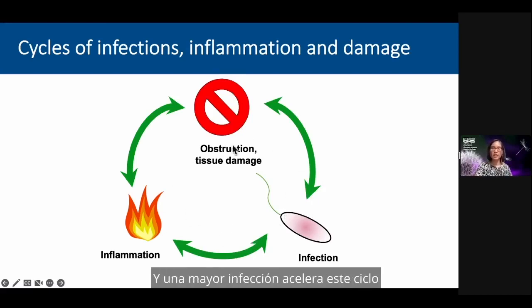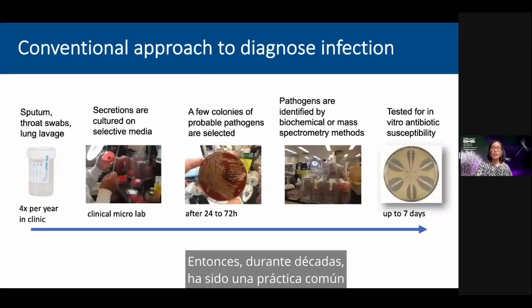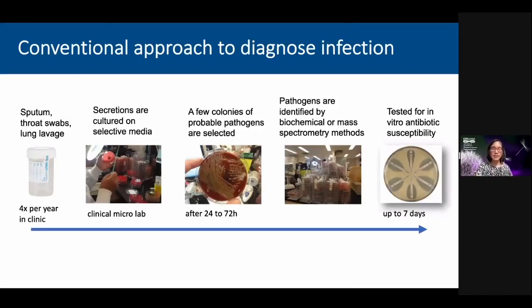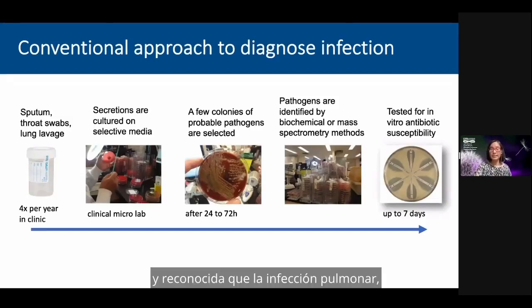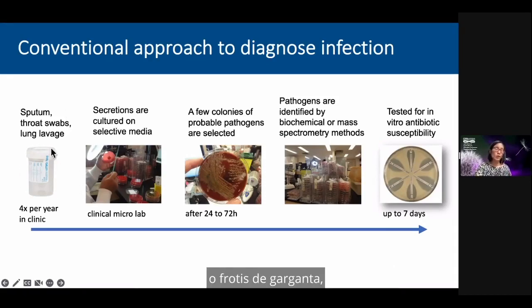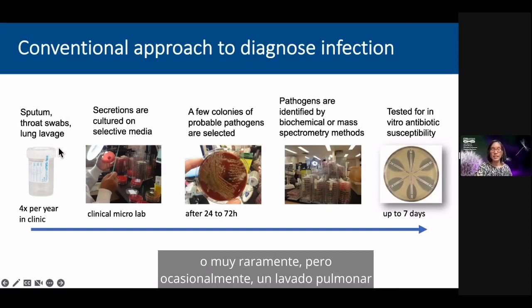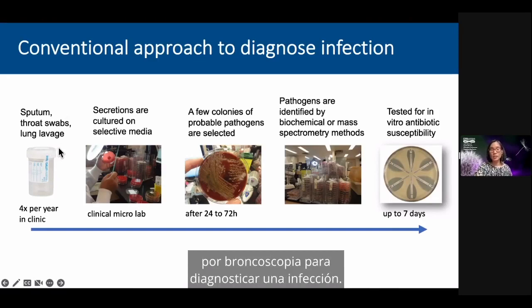And further infection just accelerates this cycle with more and more lung damage. So for decades now, it has been common practice and recognized that lung infection, airway infection in CF are problematic. And therefore, part of routine care, multiple times a year, patients will give a sample of a sputum or throat swab, or very rarely, but occasionally a lung lavage by bronchoscopy in order to diagnose infection.